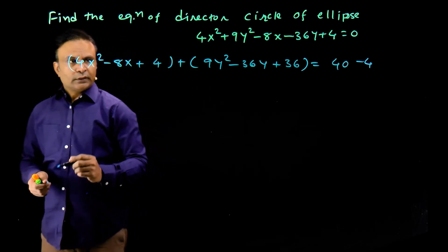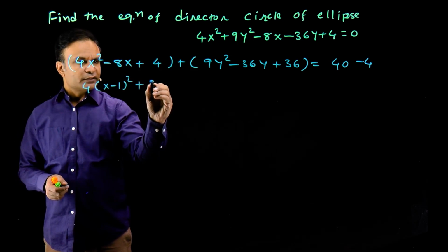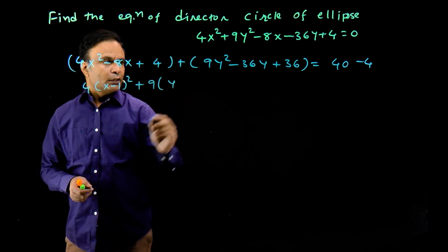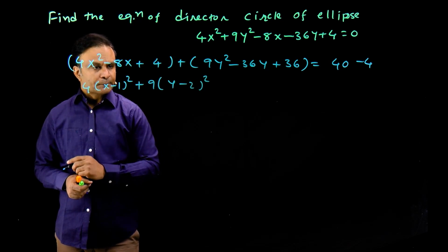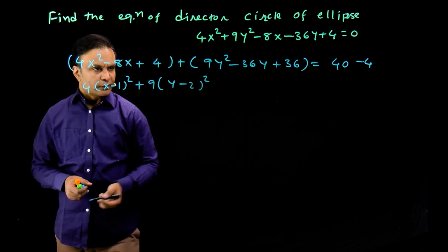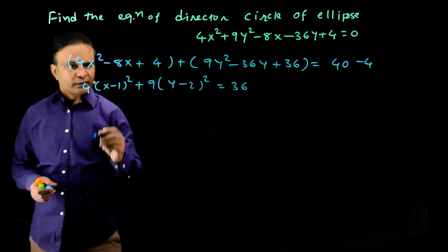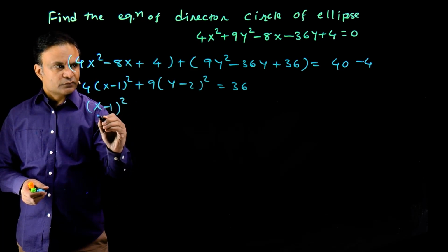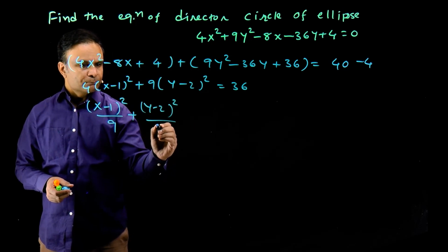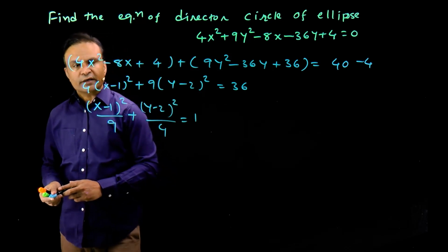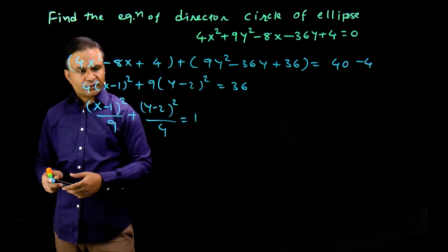Okay. Now this is 4 multiplied by x minus 1 square, and this is 9 multiplied by y minus 2 square. You can check. It's correct. Okay, this is equal to 36. Now we divide both sides by 36. So we have x minus 1 square upon 9 plus y minus 2 square upon 4 is equal to 1. Center of this ellipse is 1, 2. A square is 9 and b square is 4.